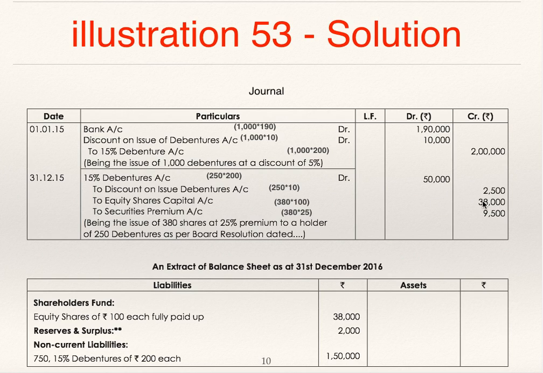So this entry can be split as 15% debentures account debit 50,000, to discount on issue of debentures account 2,500, to debenture holders 47,500, the difference between these two. And second entry, debenture holders account debit 47,500, to equity share capital 38,000, to securities premium account 9,500. Now we'll see how this 38,000 and 9,500 has come.